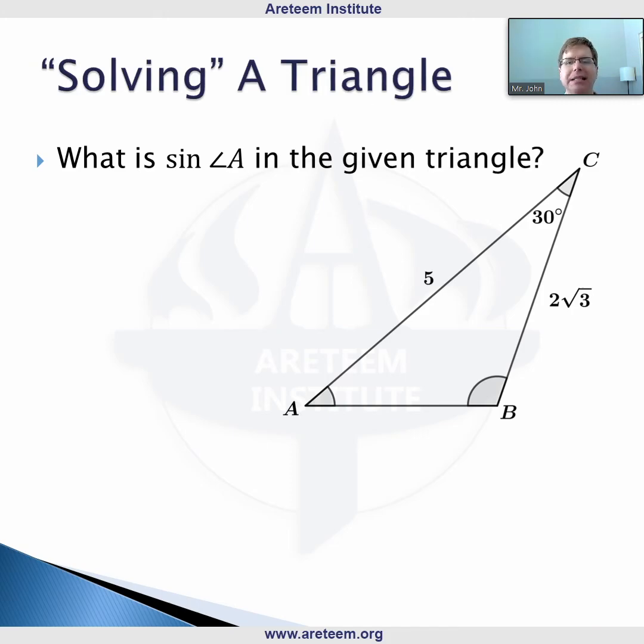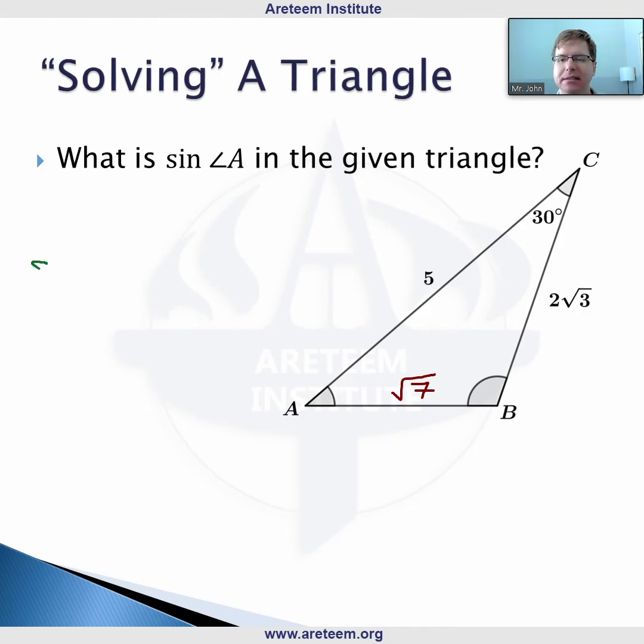Now, let's say we want to find sine of angle A. Just like in the previous problem, we know that AB is square root of 7, and we want to find sine of angle A. If you had a calculator, you could use sine of angle A to calculate the angle. But for an exact value, without a calculator, we can use the law of sines to find sine of angle A.